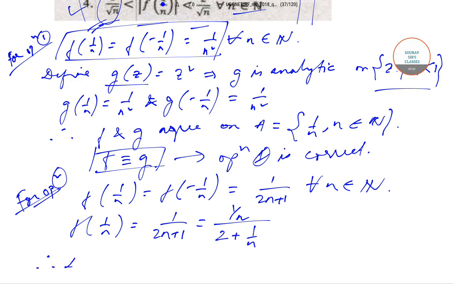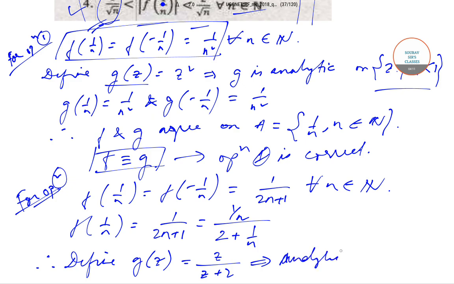So therefore we can define a function g of z which is equal to z by z plus 2, and that is analytic on z such that mod of z is less than 1. So this is what we know.